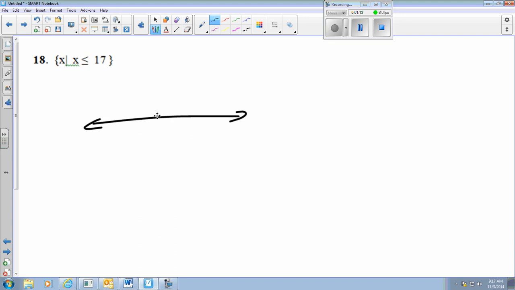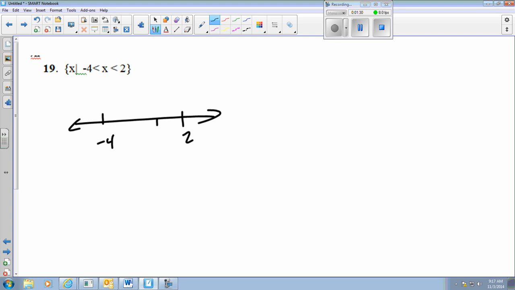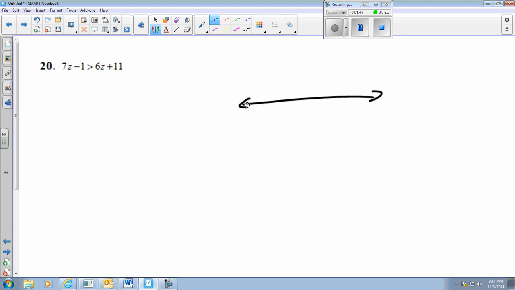For number 18, we have a 17 on here, and we know that 17 is to the right of 0 on a number line. So I'm going to put a bracket at 17 and an arrow to the left because it's less than. On this number line, I'm going to put a -4 and a 2. Somewhere between there is going to be a 0. And we know that x is less than 2. x is greater than -4. We know that it's an and statement because it's written as a compound inequality. And this stuff up here is just a different notation that we don't need to learn for a while.